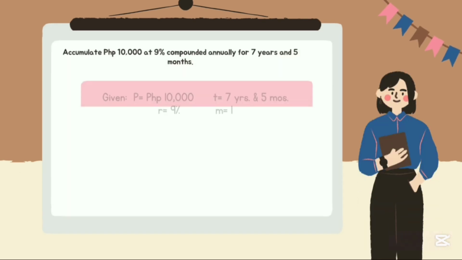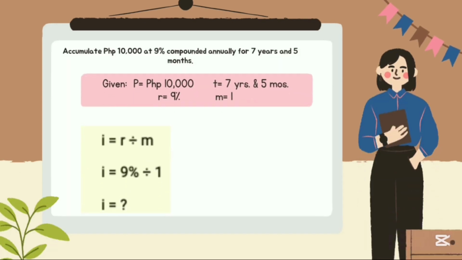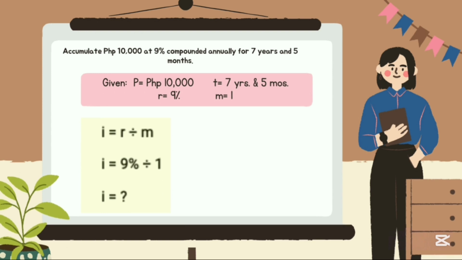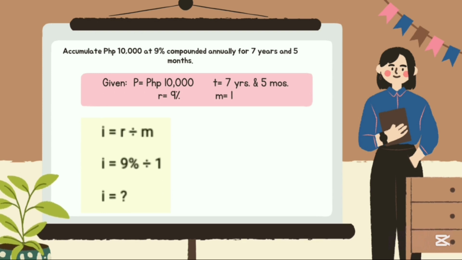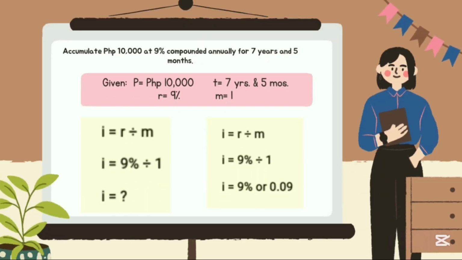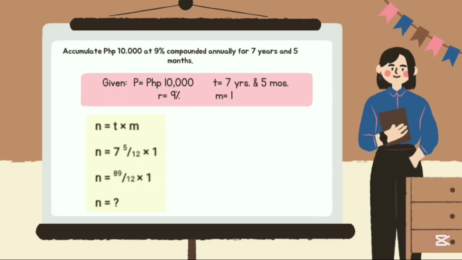So in solving, the first thing that we need to find is the periodic rate using the formula I equals R divided by M. So we have here 9% divided by 1. It equals 9% still, or 0.09. Next is to find the value of N using the formula T multiplied by M. So our time here is 7 years and 5 months multiplied by 1, which is our M.